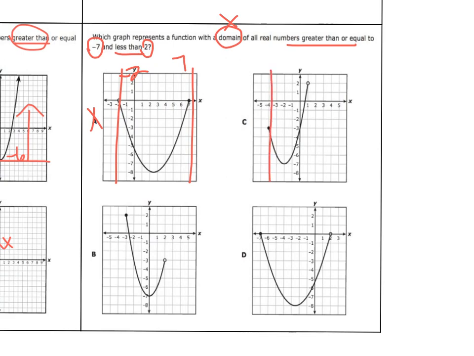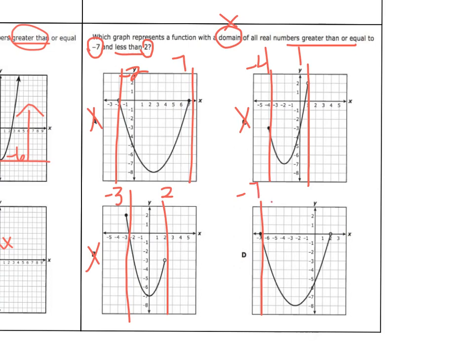This one goes from -4 to +1. That can't be it. This one goes from -3 to +2. That can't be it. And letter D goes from -7, all real numbers greater than -7 and less than 2. That is our answer.